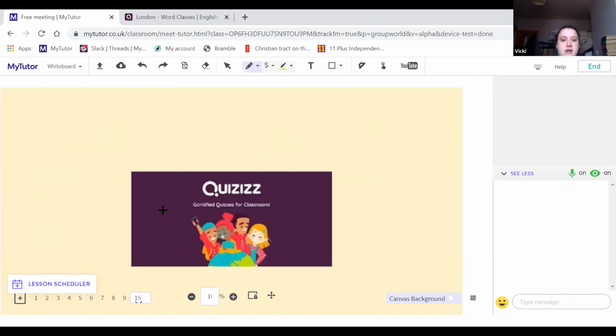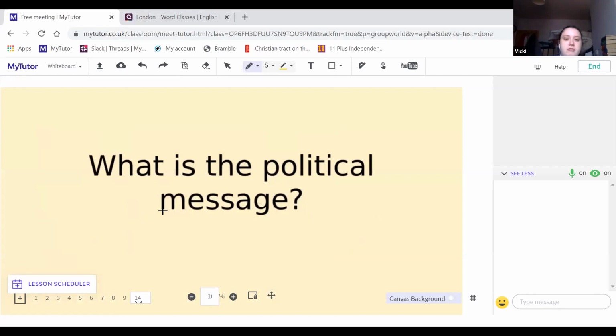Right, okay, so first off, before we get cracking on that though, what is Blake's political message? What is the takeaway point? Why has he written this poem?